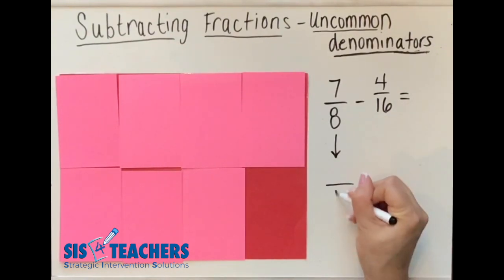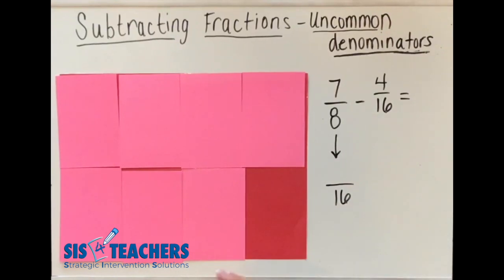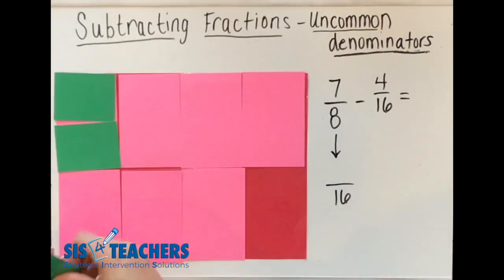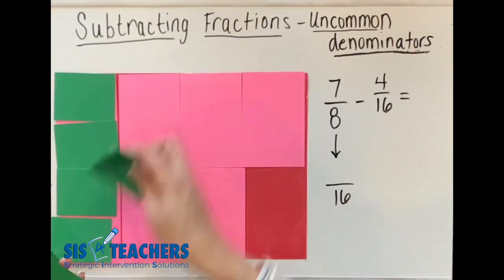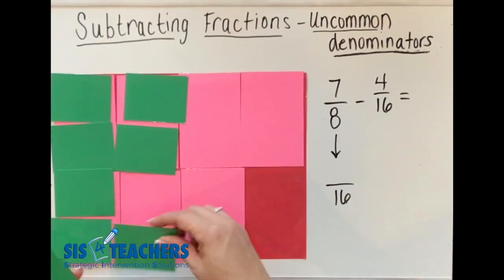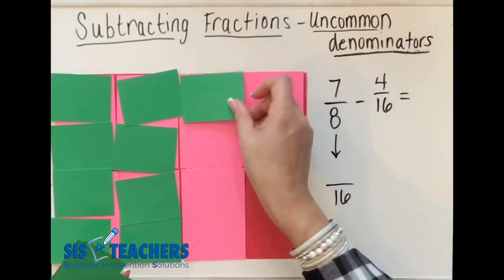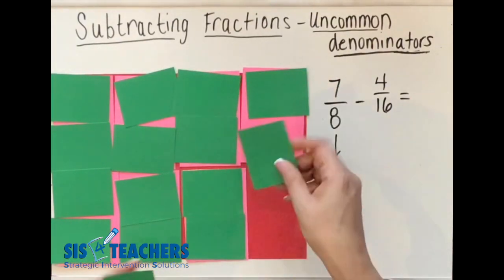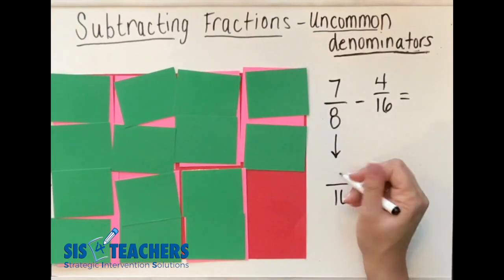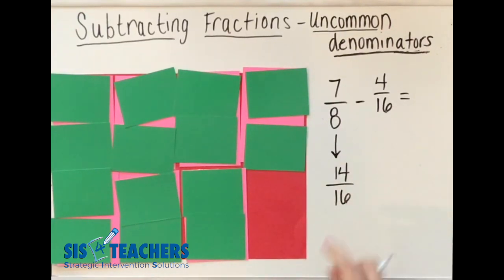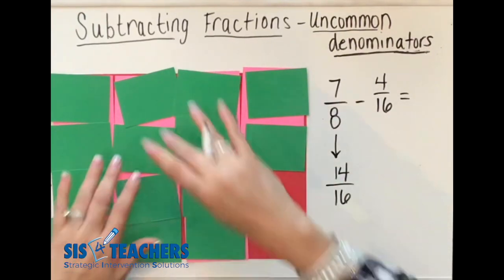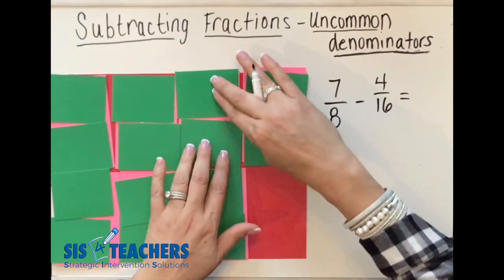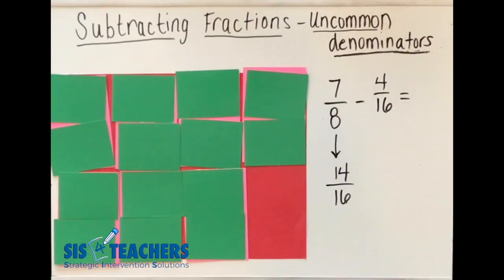I'm going to put my fraction over 16 and let's discover how many 16ths is 7/8. So I'm going to go ahead and put these on top. So I have 1, 2, 3, 4, 5, 6, 7, 8, 9, 10, 11, 12, 13, 14. Wow, 14/16 total equals the same as 7/8. By a layering system, by keeping the whole underneath, you can really visually see how these are really equivalent.